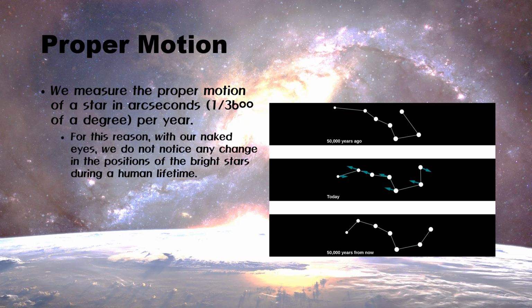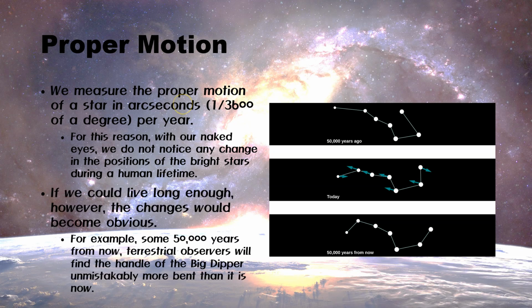Now, we measure the proper motion of a star in arcseconds, or 1/3600th of a degree per year. For this reason, with our naked eyes, we do not notice any change in the positions of the bright stars during a human lifetime. If we could live long enough, however, the changes would become rather obvious. For example, some 50,000 years from now, terrestrial observers will find the handle of the Big Dipper unmistakably more bent than it is now. And we can see that here, 50,000 years ago, the shape of the Big Dipper. Here it is today, and here it will be 50,000 years from now.